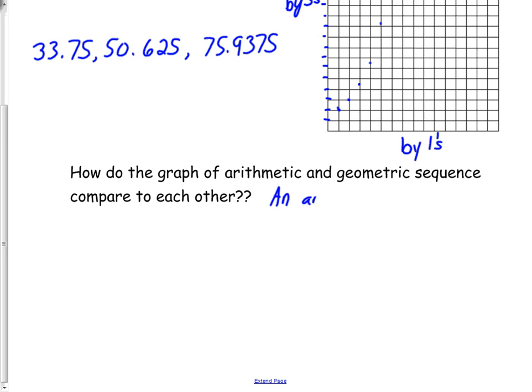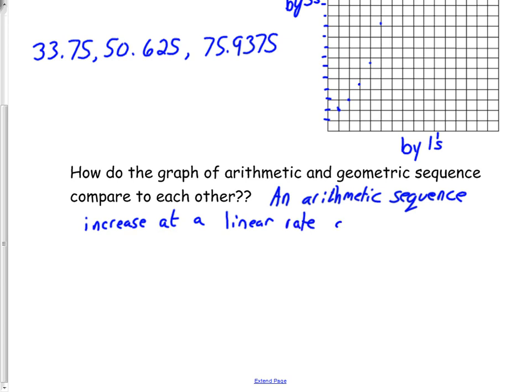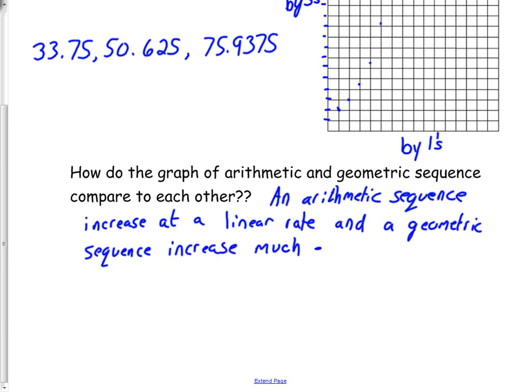I'd write an arithmetic sequence increases at a linear rate and a geometric sequence increases much quicker. Okay?